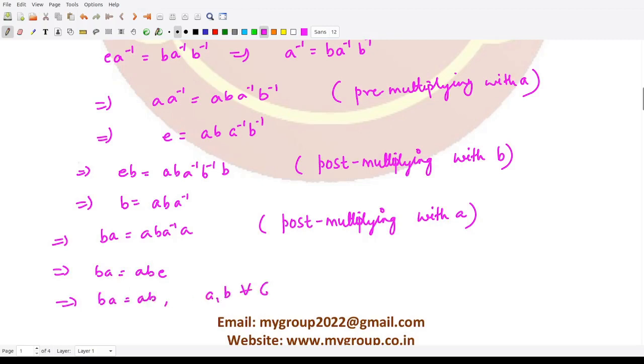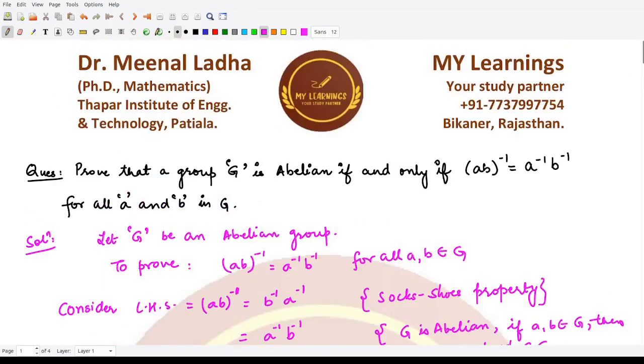And this is true for all A, B which belong to G, and this is what we wanted to prove here. Hence our result is proved. Hence G is abelian. So I hope you understood this result well.